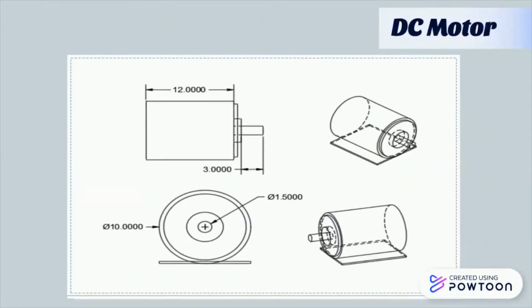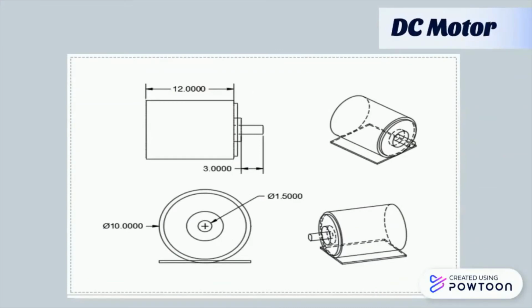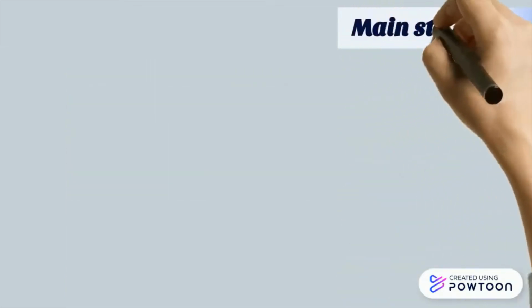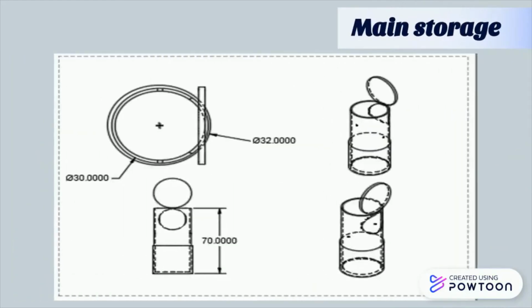Thirdly, the DC motor. The DC motor will be connected to the shaft and act as the prime mover for the grinder module. Next, the main storage. The main storage has a height of 70 cm and a 30 cm diameter. It is the place where the food waste is stored. Besides that, both the infrared sensor and also the temperature and humidity sensors are placed inside the main storage.